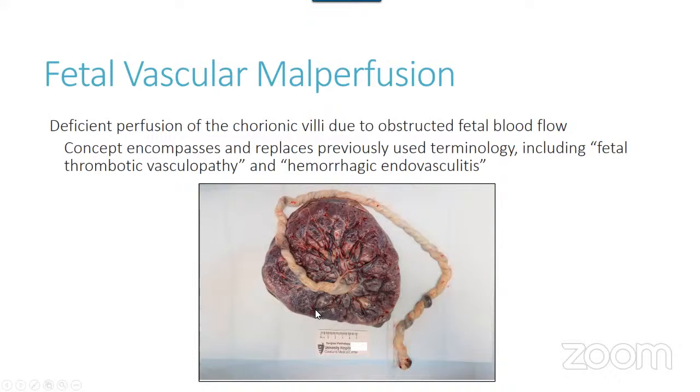This is just an example of a typical gross finding that we will be talking about soon that you might see in fetal vascular malperfusion. In particular, the finding in this picture is a hypercoiled umbilical cord, as you can see here. And we'll talk more about that in a second.